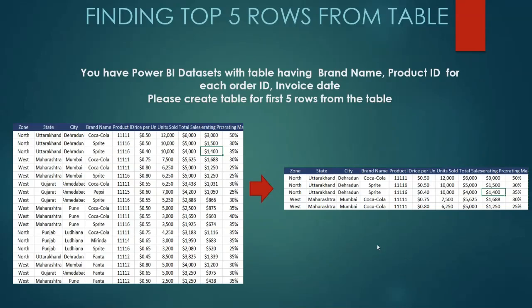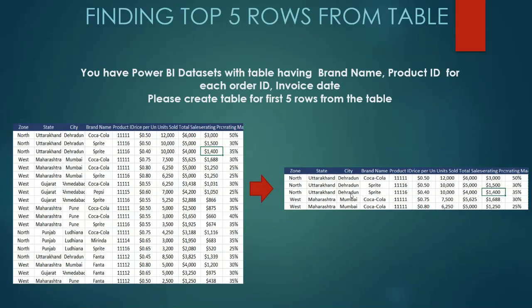You can see this is your main table and this is your output. If you can see 1, 2, 3, 4, 5, I only want these 5 rows from the main table. So how to do that? It is a very simple function you have to use here, called the TOPN function. Though the TOPN function can also be used for various purposes, in this case I just want the first 5 rows.